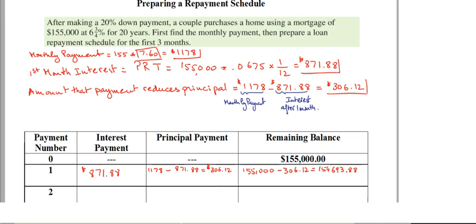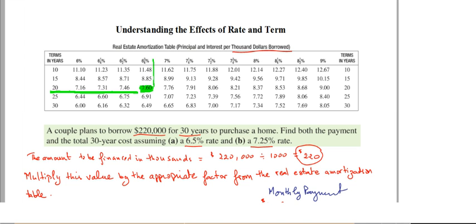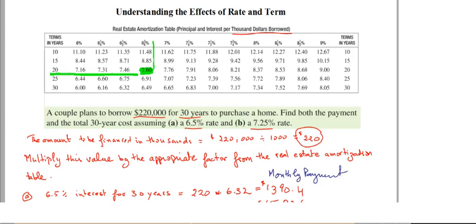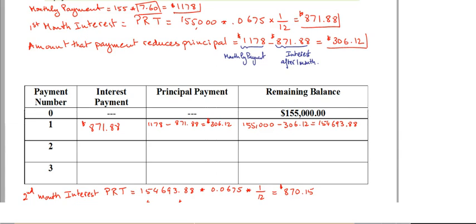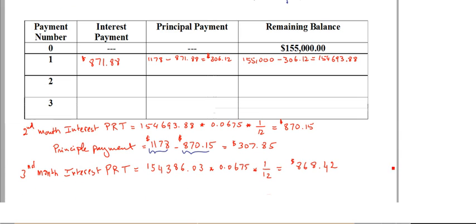Now we're going to follow the same steps to find the values for after the second month. This is the value we took from the table. So the second month interest is the principal times rate times time. So now the principal becomes not 155 but 154,693.88. Multiply that by the rate and then by 1 month, which is 1/12. We get 870.15. So this is the amount paid for interest in the second month.